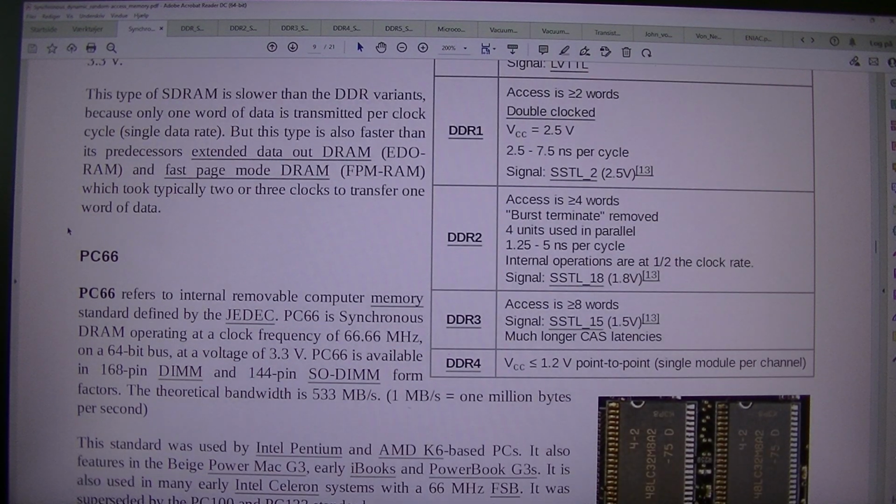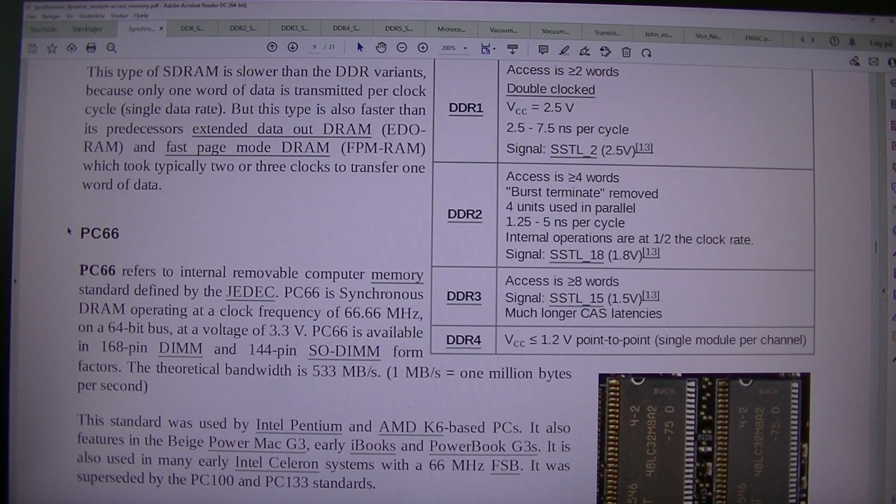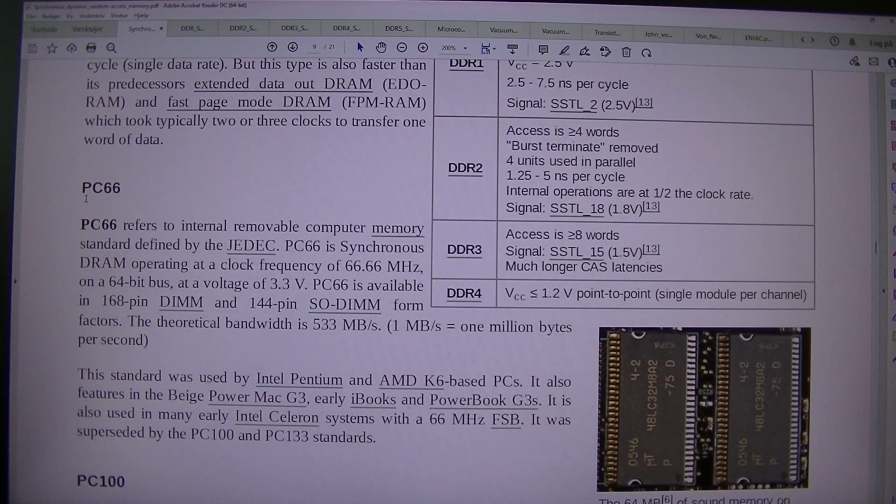DDR4: VCC less than or equal to 1.2V, point-to-point, single module per channel. The 64 MB of sound memory on the Sound Blaster X-Fi Fatality Pro sound card is built from 2 Micron 48LC32M8A2 DRAM chips. They run at 133 MHz, 7.5 ns clock period, and have 8-bit wide data buses.